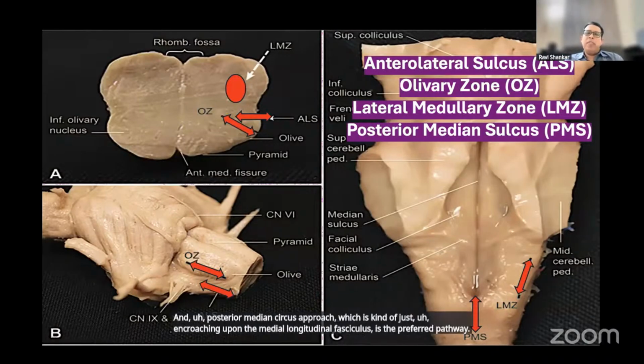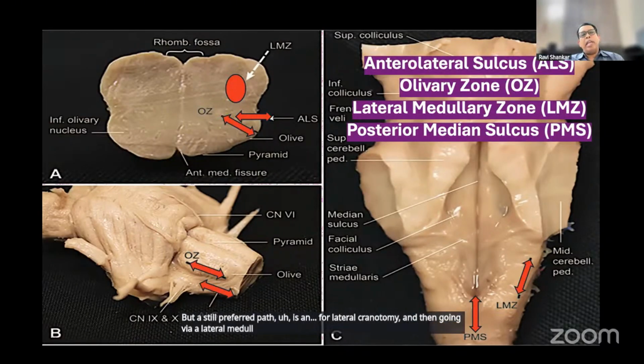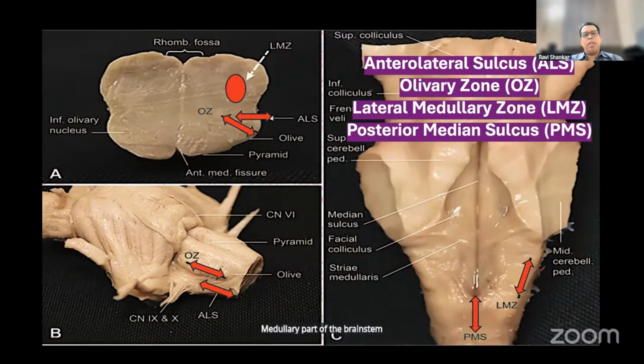But a still preferred path is a far lateral craniotomy and then going via the lateral medullary zone, which creates the least amount of problem to the patients in reaching any pathology in the medullary part of the brainstem. It is the preferred path that we take. So the two paths that we really take are the posterior median sulcus and the lateral medullary zone.